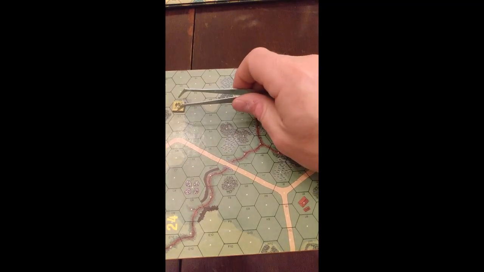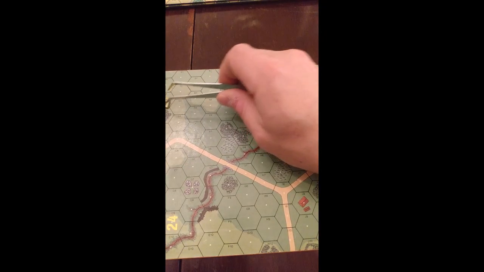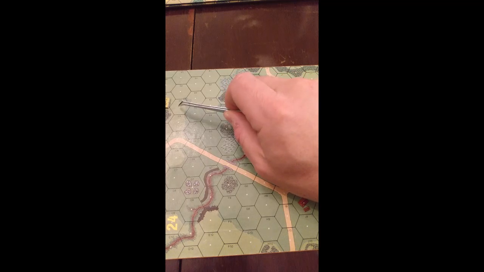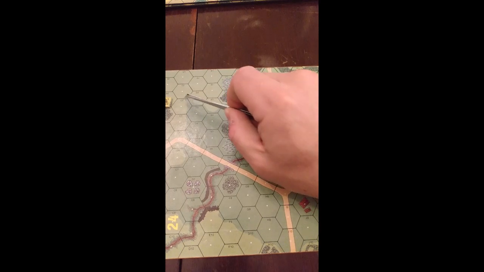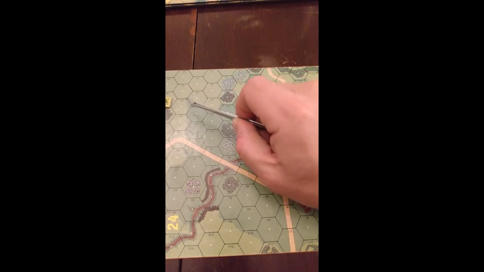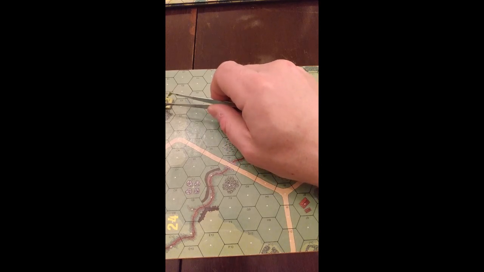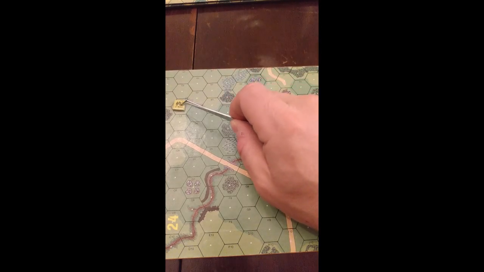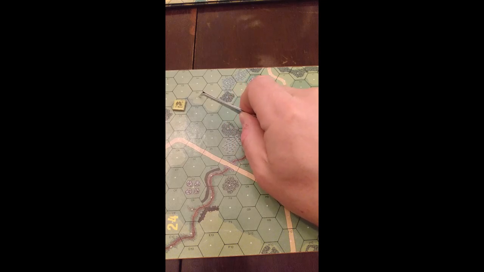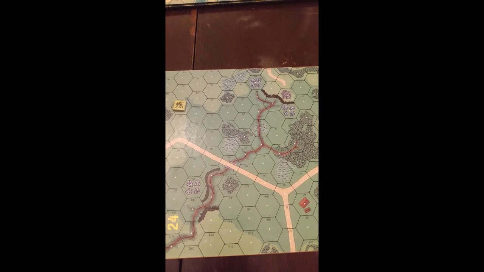If you look, I'll move these counters out of the way. If you look between hex C3 and D2, you can see that this lower elevation here, this valley, follows along that hex spine. So it's not a simple matter of expending just one movement factor to get from C3 here to D2. If we want to do that, it's called an abrupt elevation change.